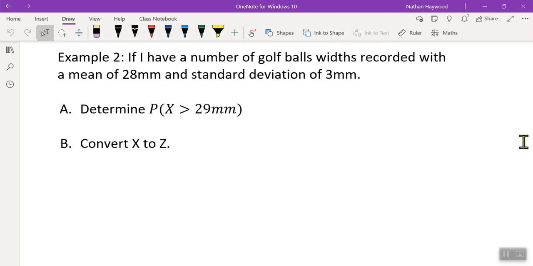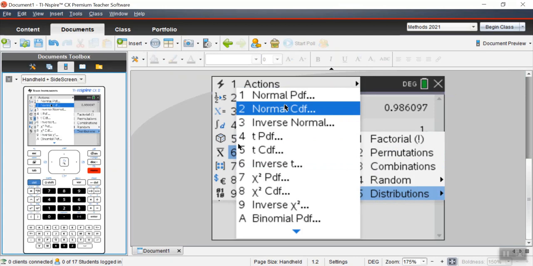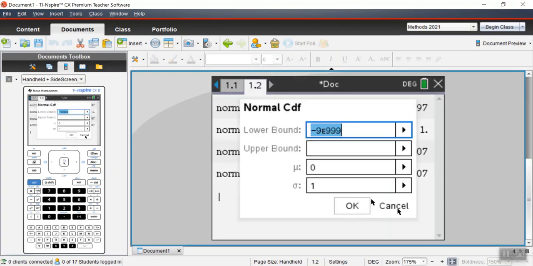I collected some golf balls, recorded their widths, and I had a mean of 28 millimeters and a standard deviation of 3 millimeters. Determine the probability that the random variable, the golf ball width, is greater than 29 millimeters. Any thoughts? Back to menu, probability distribution, normal. What's the upper bound this time?